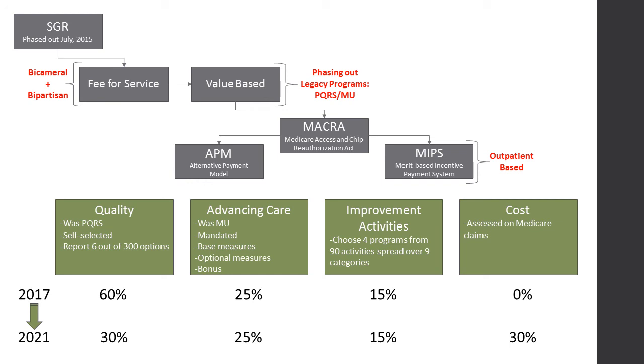So by 2021, you'll see here that in 2017, quality will make up 60% of the reporting, advancing care 25%, and improvement activities 15% of the composite score. Cost will be 0%. But by 2021, it'll be 30, 25, 15, and costs will make up 30% of reporting requirements. And it looks like they're going to use your assessment on Medicare claims to really tighten up the expenditures for those who are participating in Medicare.